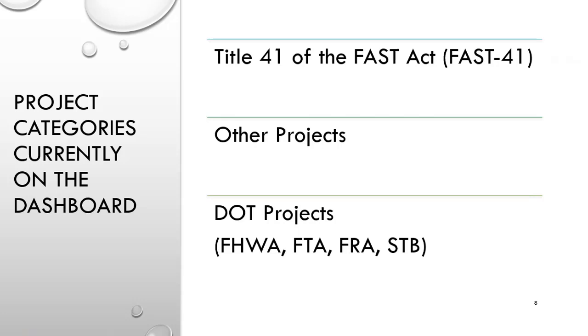But the last category is the one where we're going to see the vast majority of your state projects. All US DOT agency-funded projects with an EA or EIS are now being included on the dashboard and include a permitting timetable with agency-specific milestones.